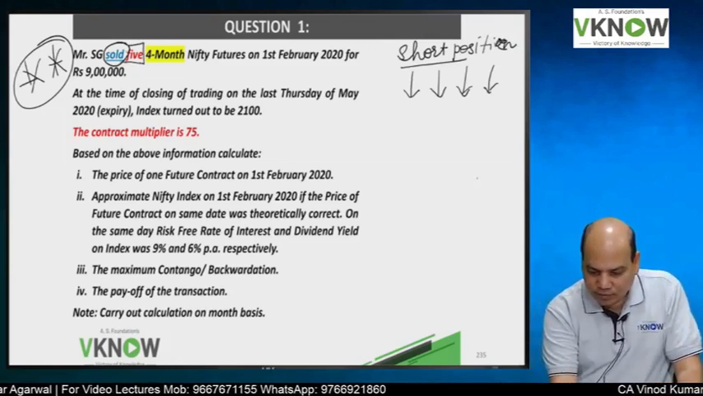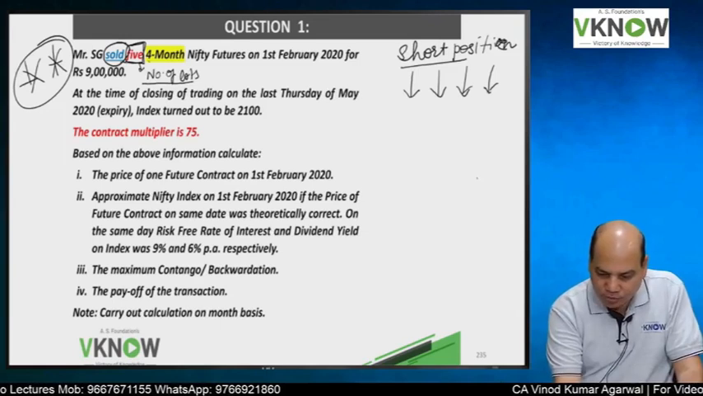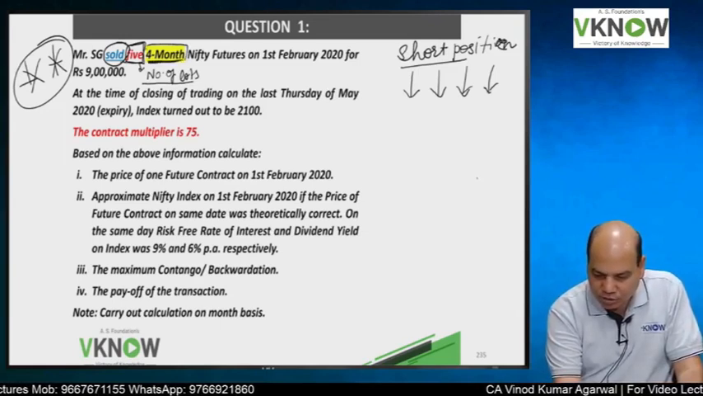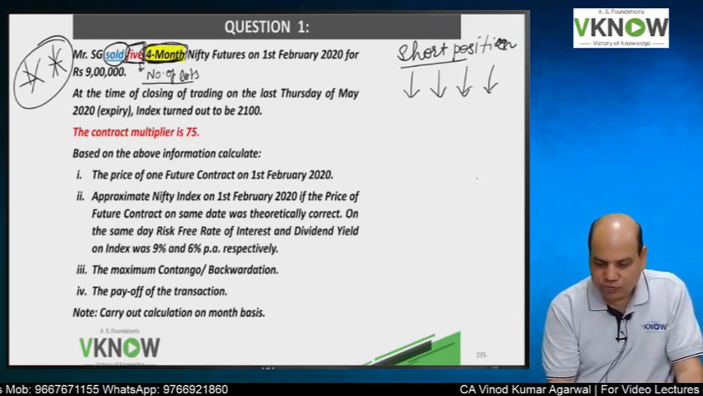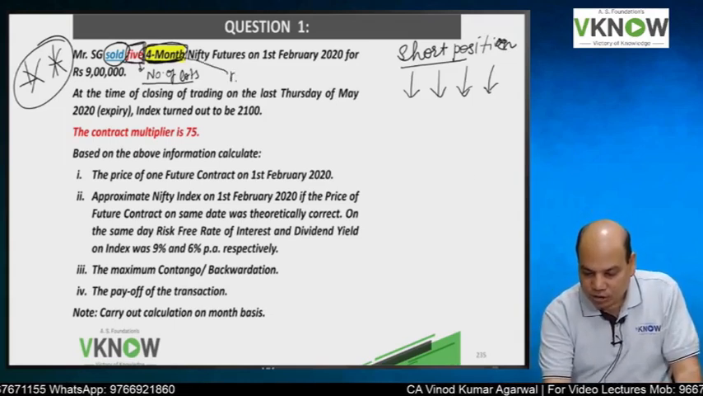5 means number of lots. 5 is the number of lots. 4 months means the maturity period. This future will mature after 4 months. Here is the maturity period.